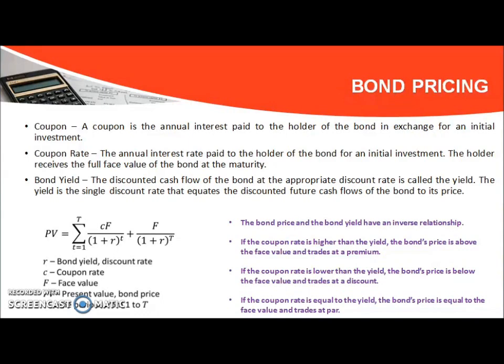The interest which is paid to the holder of the bond will have a rate assigned. The annual interest rate paid to the holder of the bond is basically my coupon rate. The holder receives the full face value of the bond at the maturity.